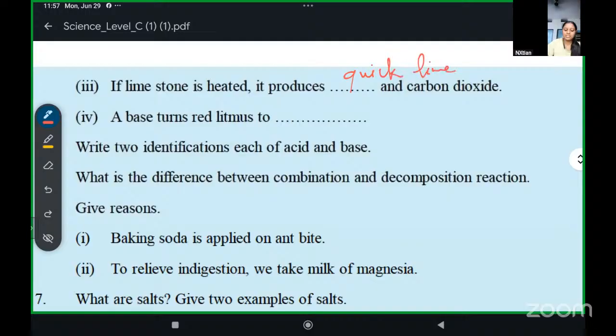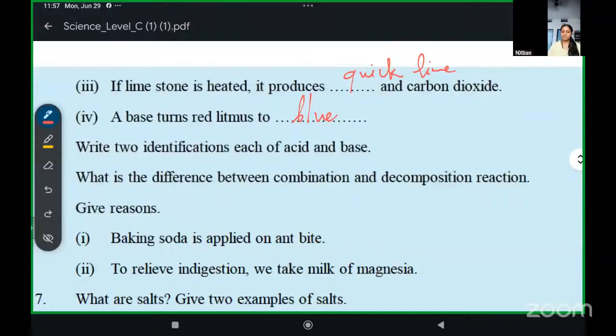A base turns red litmus to what color? Blue litmus. Yes, blue. Write two identifications of each acid and base. Can you tell me, each one of you? You can pick anything. Each one of you can tell me one property of an acid, then another one of you another property of an acid, and then the remaining two of you can tell me one property of a base and another property of a base.